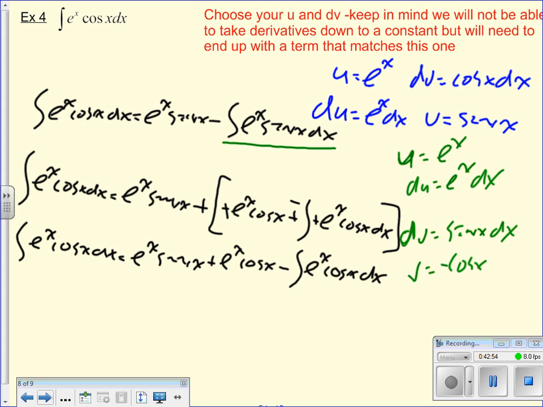Okay, now, my answer is not complete because, do I have an integral equal to non-integral? No, I have an integral equal to stuff and an integral. I cannot have an integral as part of my final answer.